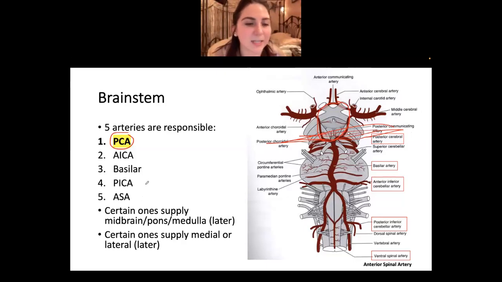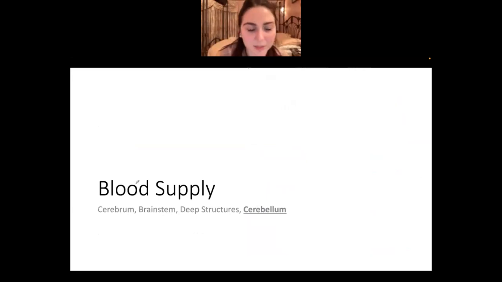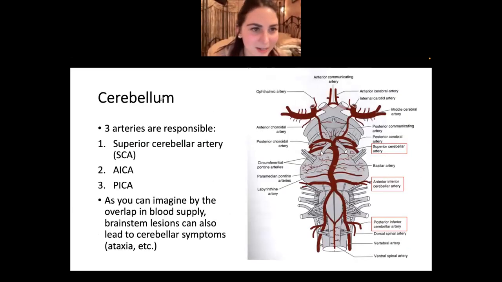Here are the 5 arteries. I just listed them here. We're going to do them later. Certain ones supply midbrain versus pons versus medulla. Certain ones supply medial parts of the brainstem versus lateral parts, which again, we'll do later. But yeah, we're not going into too much detail.